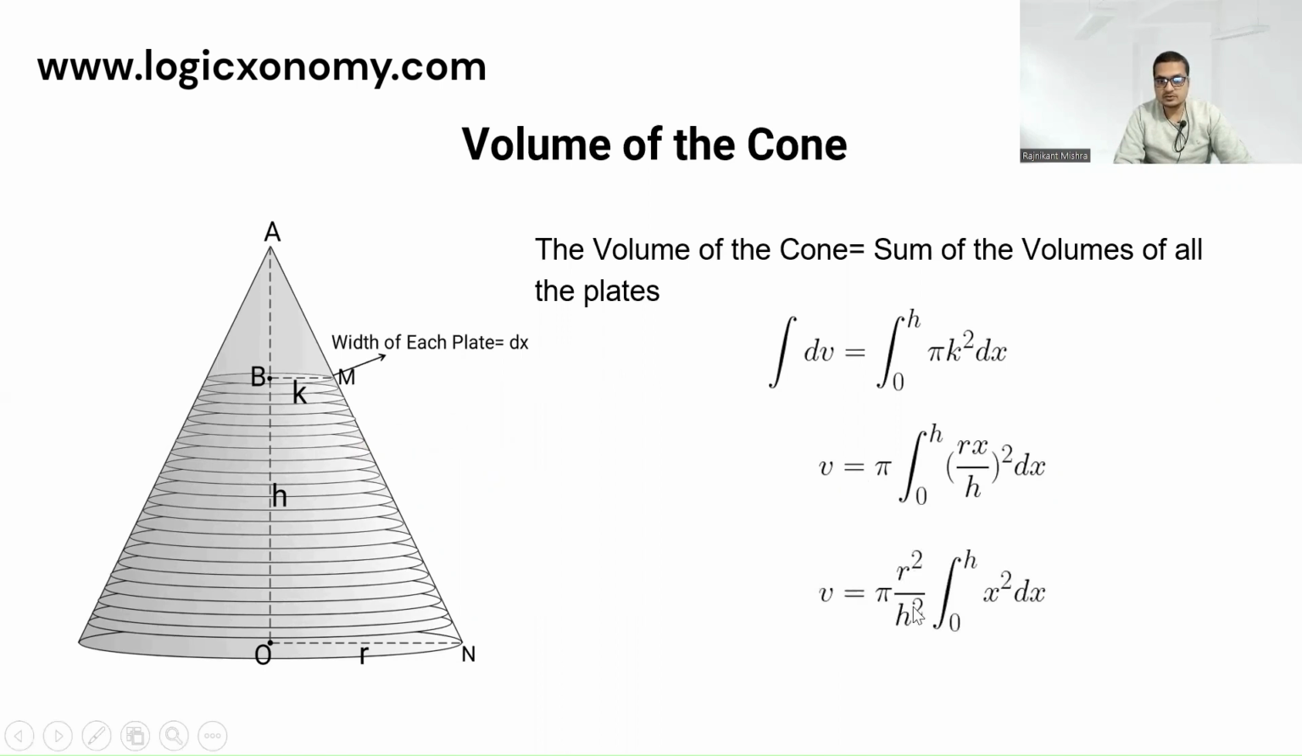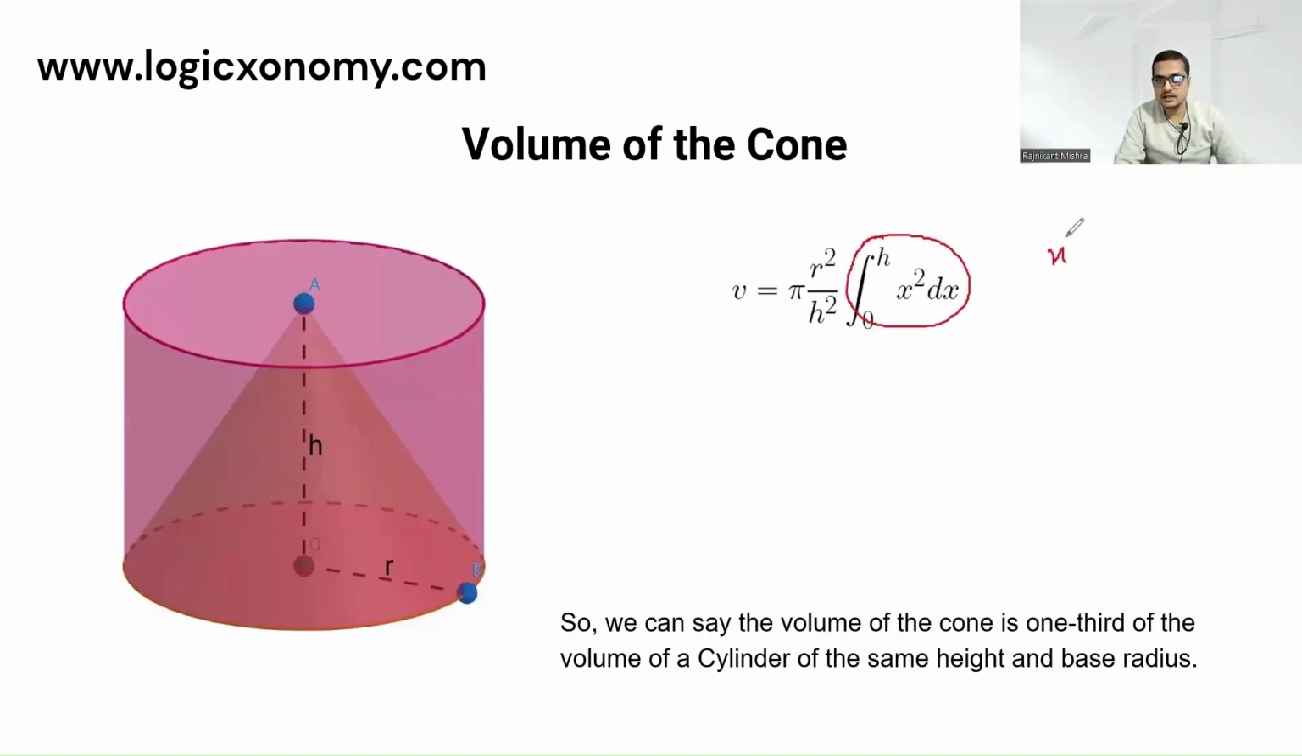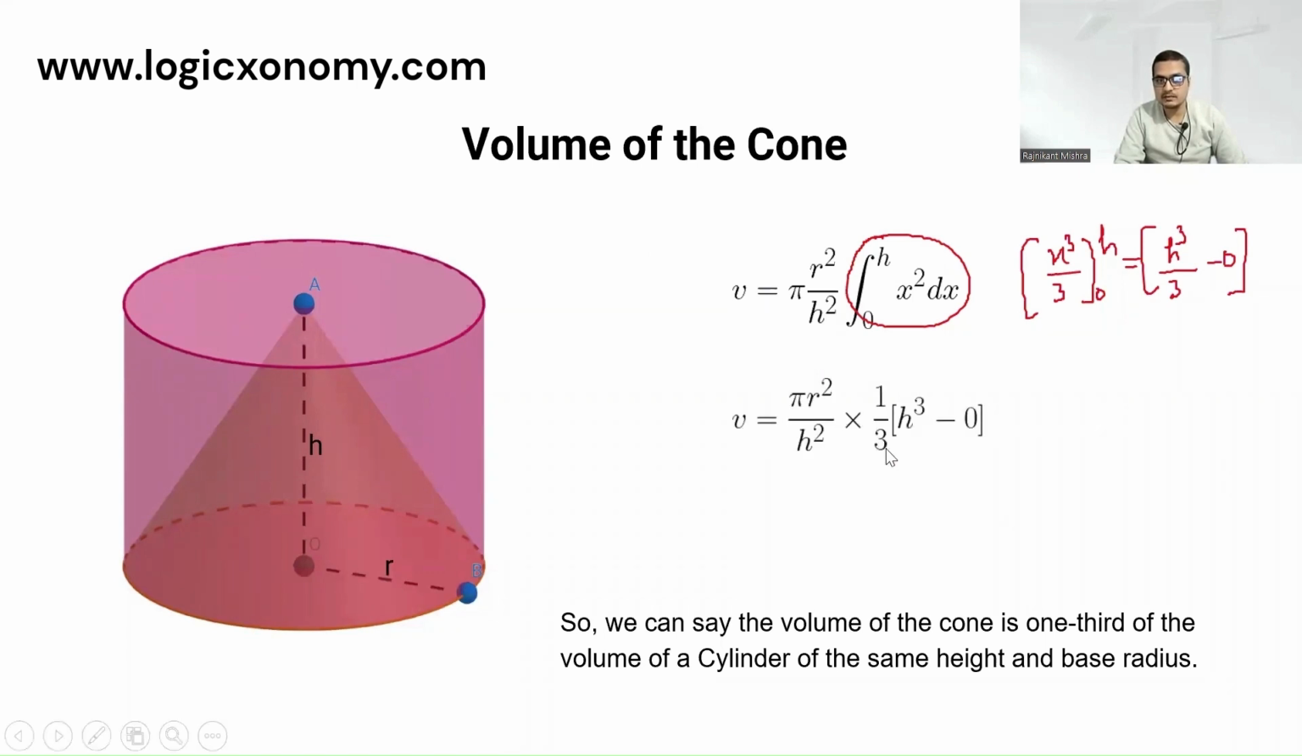Now V is equal to π, r²/h² common, limit 0 to h, x² dx. And we know the integration of x² is equal to x³/3, because the integration of x^n is equal to x^(n+1)/(n+1). Here this integration of x² is x³/3, limit 0 to h, which is h³/3 minus 0. So V is equal to πr²/h² times (1/3 h³ - 0). Now cancel out this h². The final result is V = 1/3 πr²h. So we can say the volume of this cone is 1/3 the volume of this cylinder.